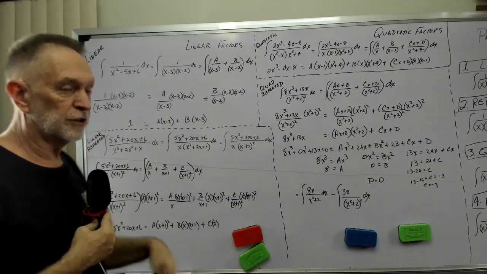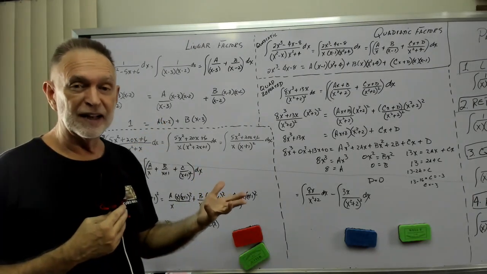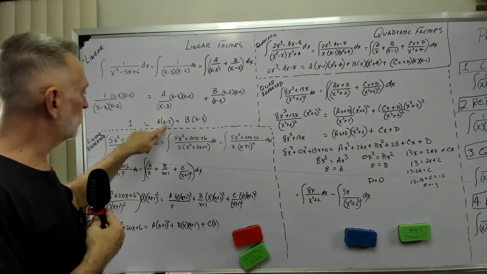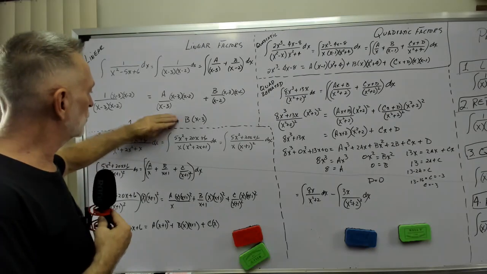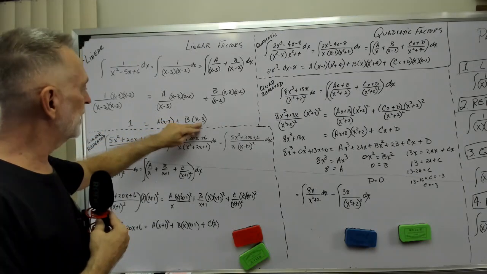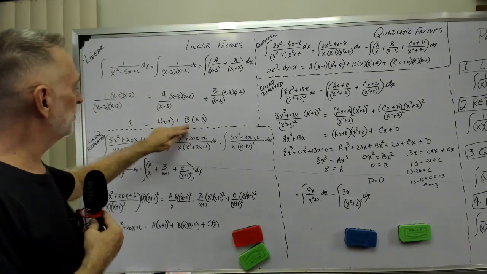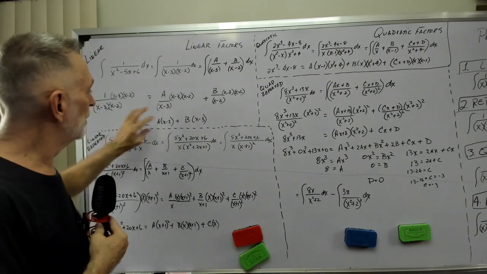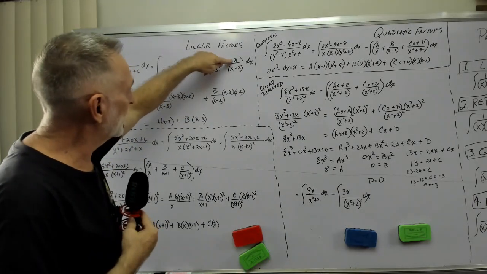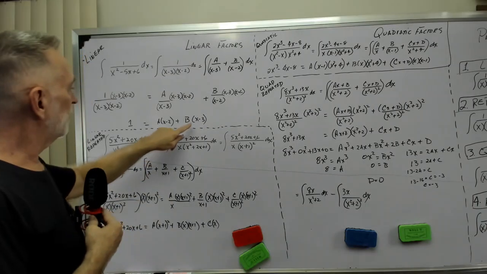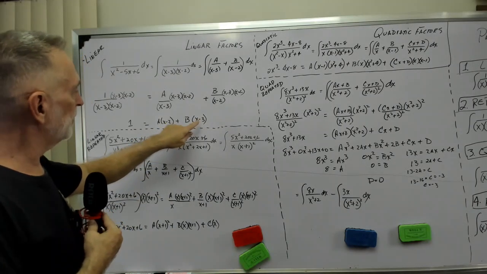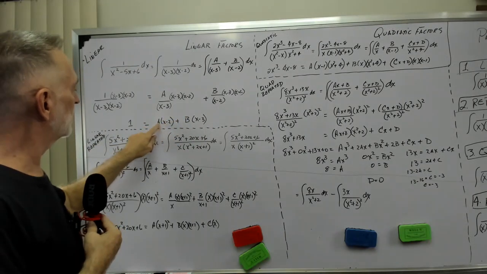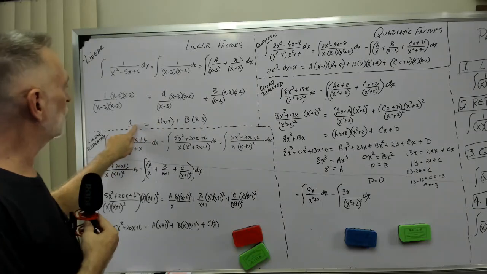The goal here is just to pick a number and solve for a and b. If I let x equal 2, this goes away. 2 minus 3 is negative 1, so negative 1 times b. So negative b equals 1, or b equals negative 1. I would put that negative 1 right here. Now if I let x equal 3, 3 minus 3 is 0, so this side goes away. 3 minus 2 is 1, so 1 times a is a equals 1.